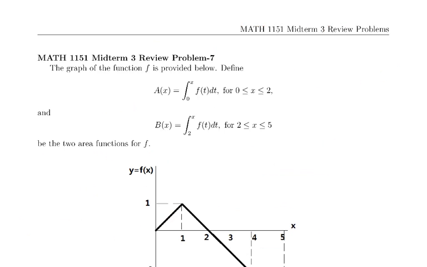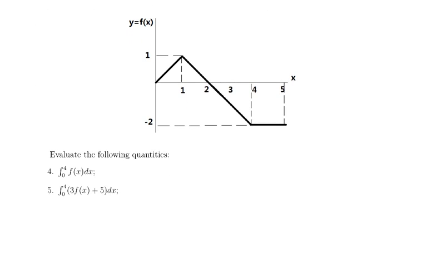Alright, then we go to the fourth part of this problem. So basically here we have the same setting, but we're going to evaluate the integral of f(x) dx from 0 to 4. So if we look at the graph, basically it is the area of this triangle above the x-axis plus the area of this triangle below the x-axis.